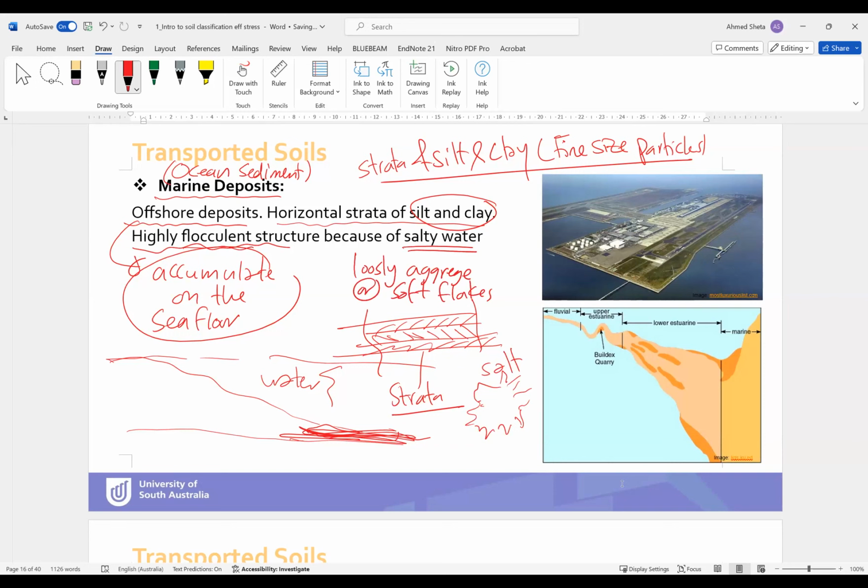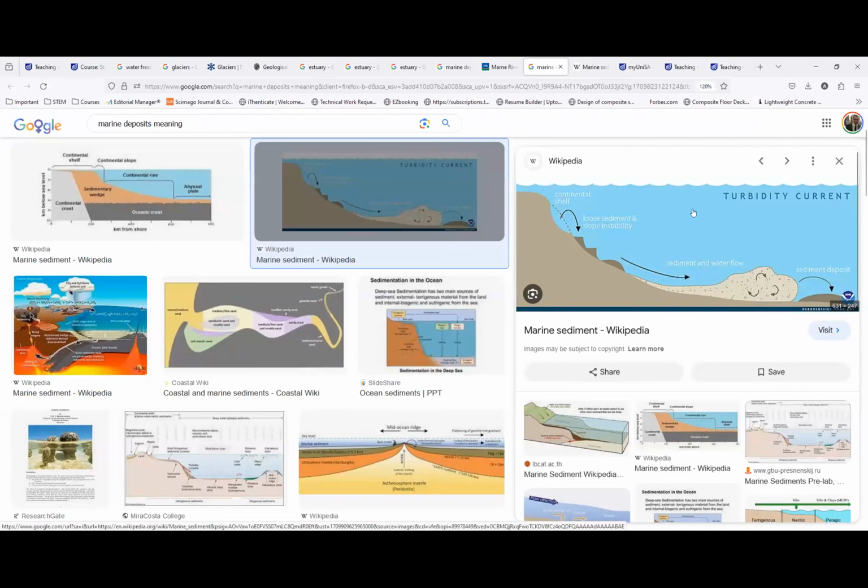Okay, if you also want to have a look, I have prepared a photo for it. So I will share my screen. If you can see this photo here, this is the sea floor, and this is the flow of the water moving the soil, and the soil finally will be deposited or accumulate on the seafloor here. So this type of soil is called the marine deposit or ocean sediment.